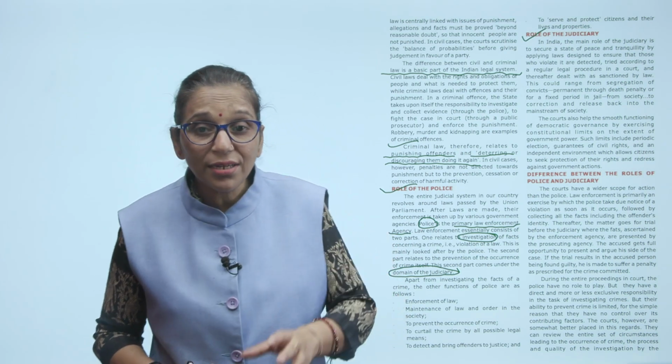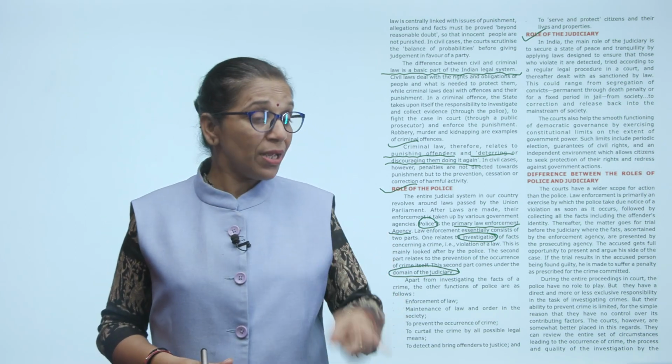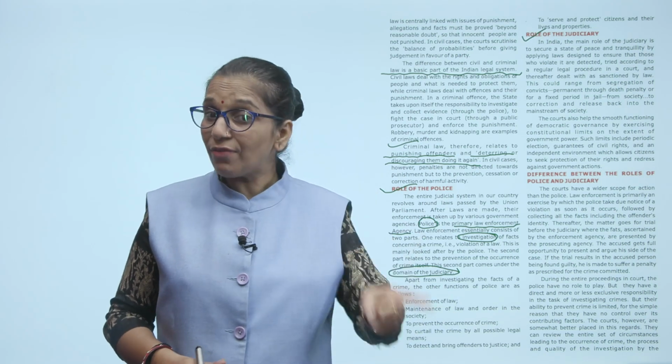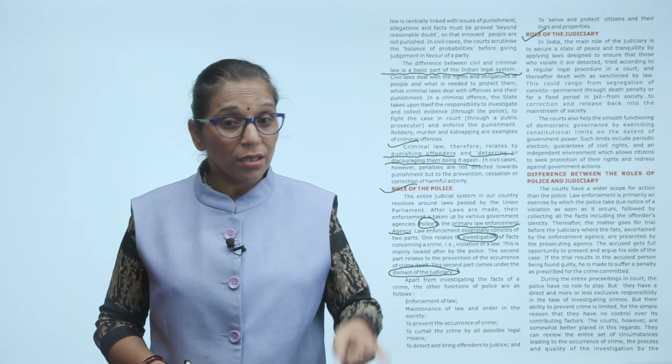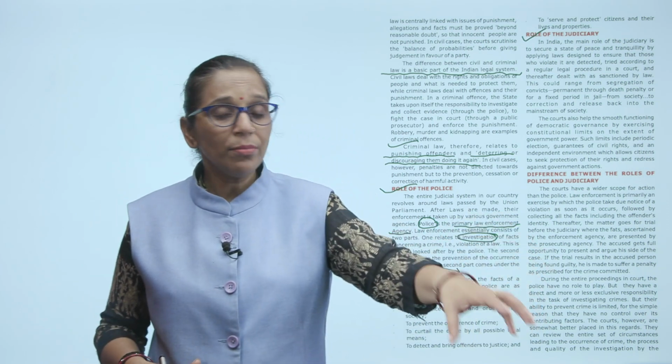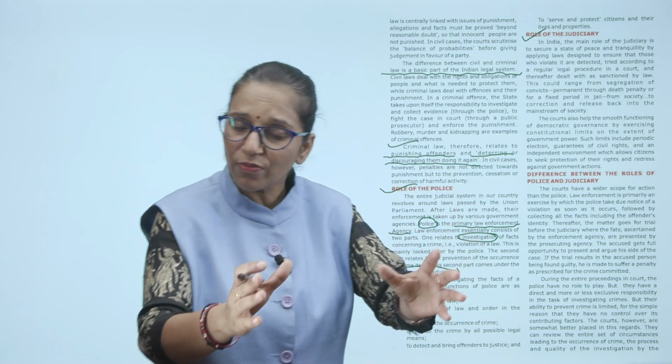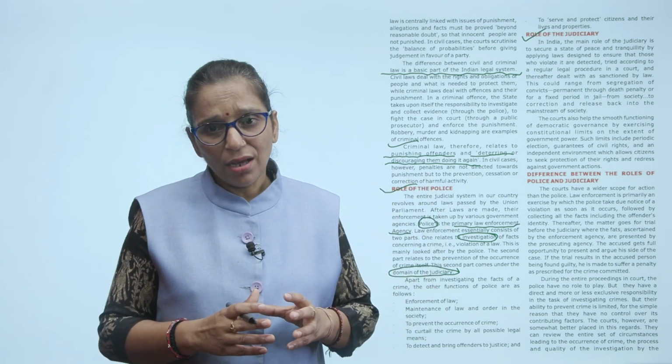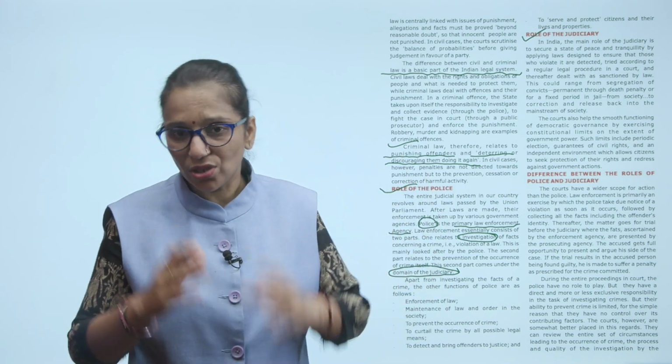If the trial results in the accused person being found guilty, then he or she is made to suffer a penalty as prescribed by the court for the crime he or she has committed. So it means the court gives a fair trial. Police produce the accused in front of the court, and the court has to listen to everything, collect and analyze all the evidence, and after that give the judgment.